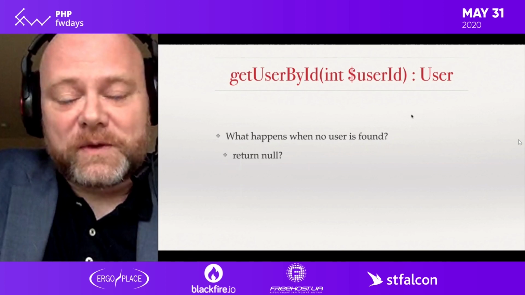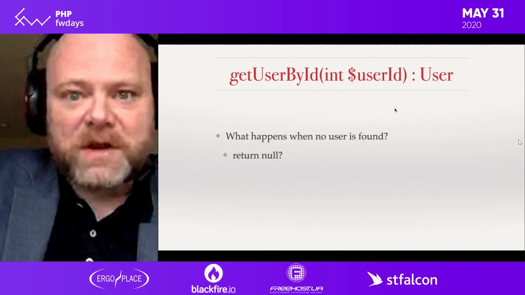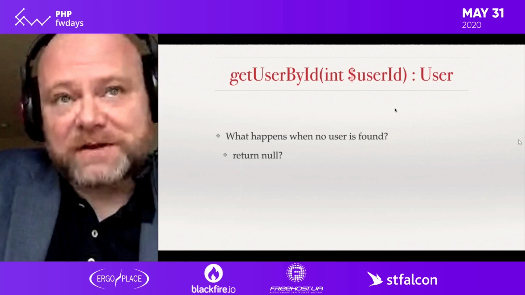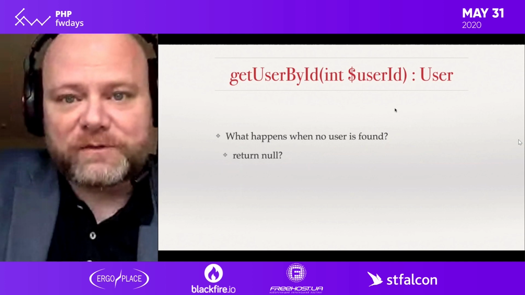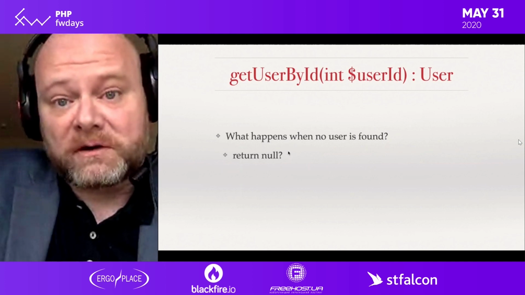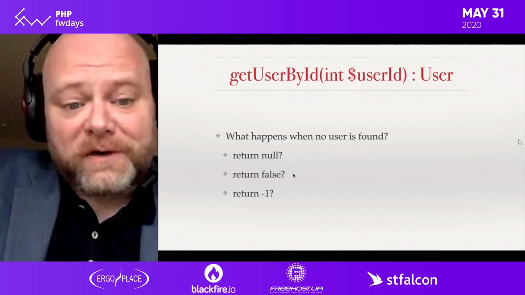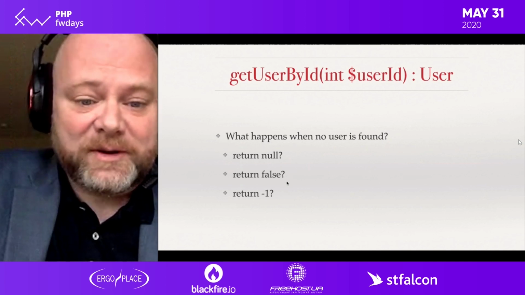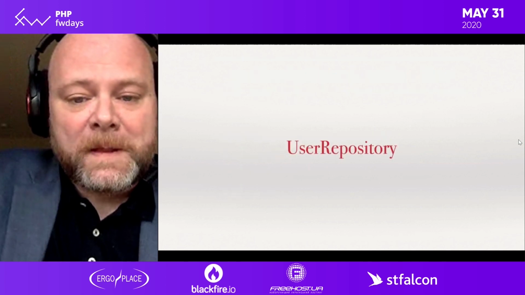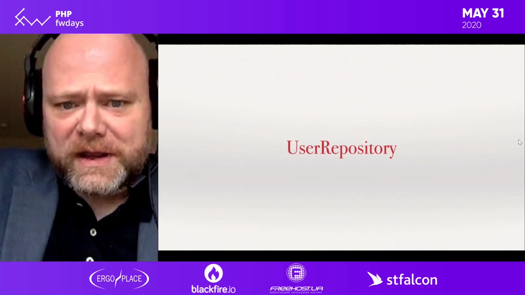So what could we do? We could return null. That's one way to do it, right? Because we're trying to get a user object. We did not find a user. So the most logical way to do things without exceptions is to just return null, right? That's one way to do it. I've seen some code return false or even return -1, right? It's not great, but it's possible. So for now, we're going to go with returning null.